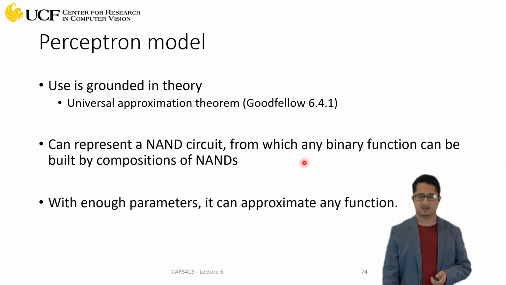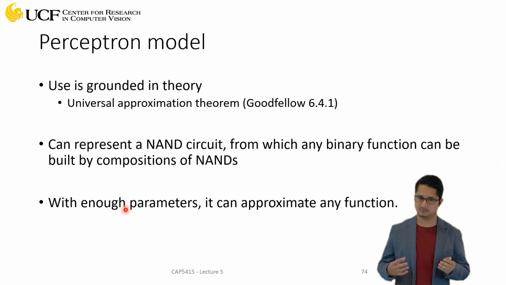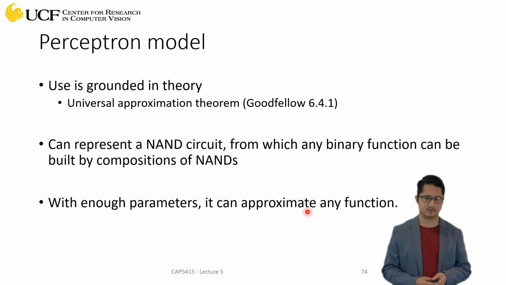Ideally, not just binary functions: if you have a sufficient number of parameters, your neural network can approximate any function you write, you can represent it as a neural network. So that's the power of neural networks.